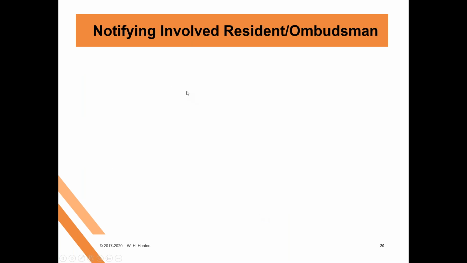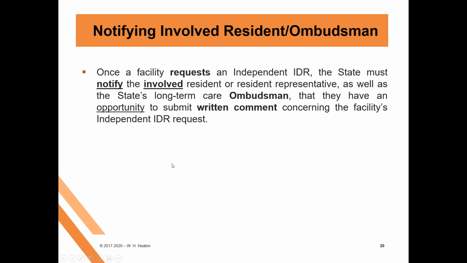Notifying involved residents and ombudsman. When you file an IDR or an independent IDR, once the facility requests that, the state has to notify the involved resident or resident representative or residents, whoever is on the statement of deficiencies. That's who they will contact. They can't contact anyone outside of that. It has to be only the information that's contained on the statement of deficiencies. And they have to contact the long-term care ombudsman, that they have an opportunity to submit written comment.